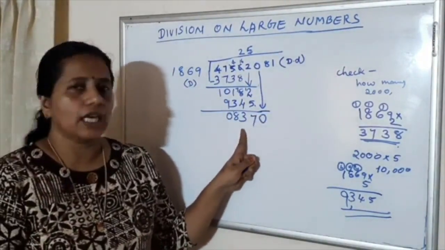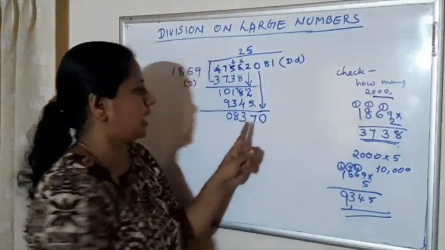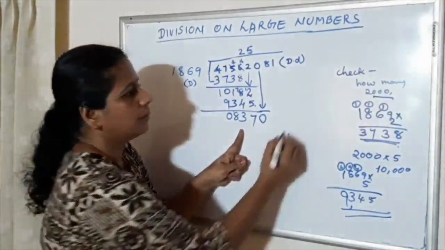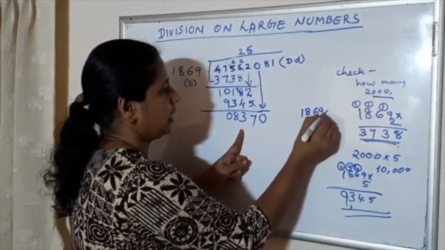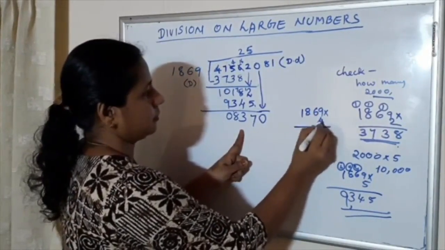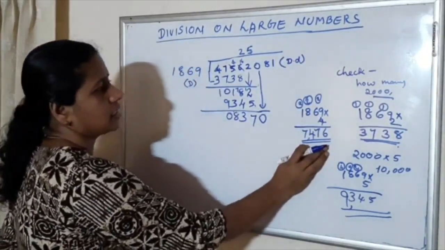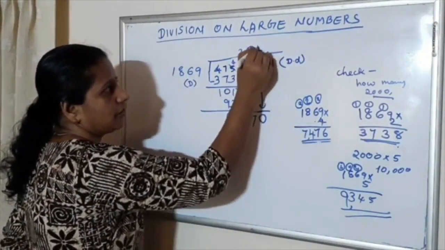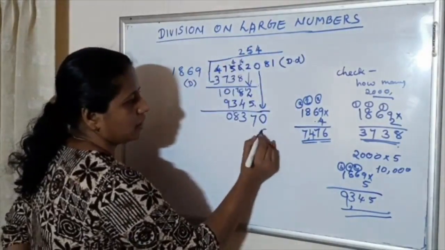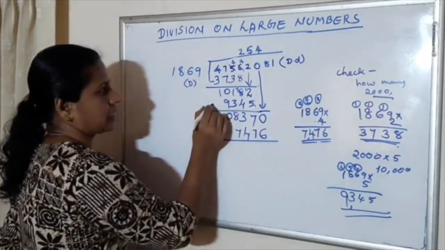Now our number is 8370. How many 2000 we can take from 8000? Very clear. 4 into 2 is 8. So 1869 into 4. That is, we got 7476. So write this 4 here first. After that, our product of these numbers is this one. So write that number here. After that, subtract.